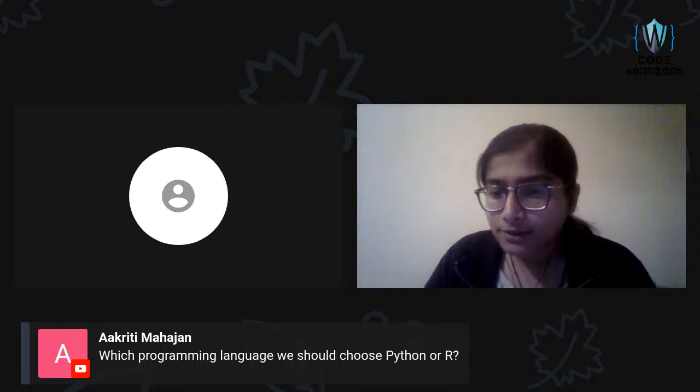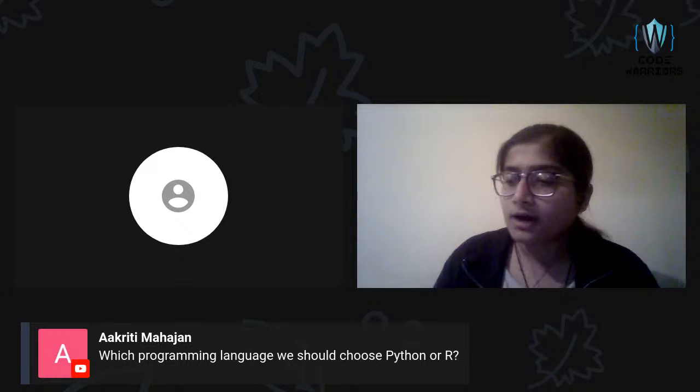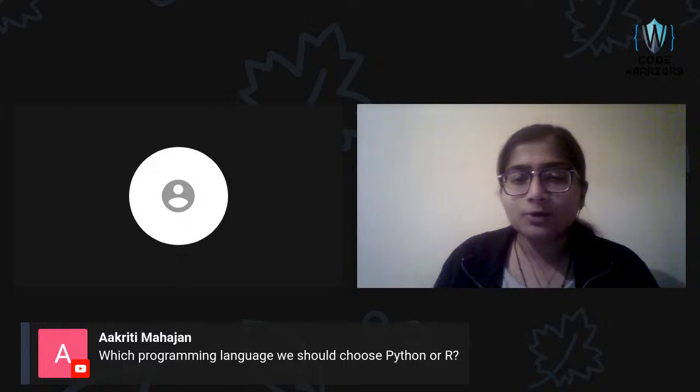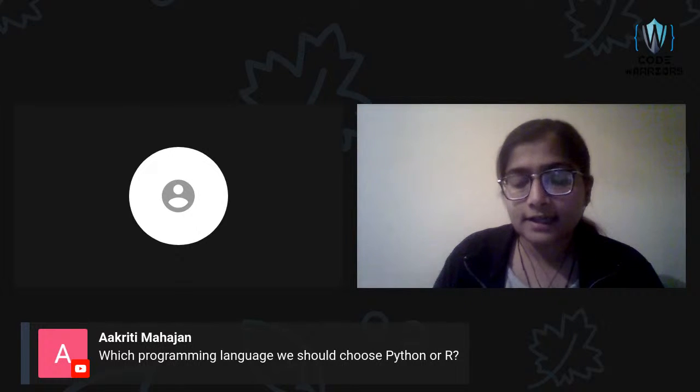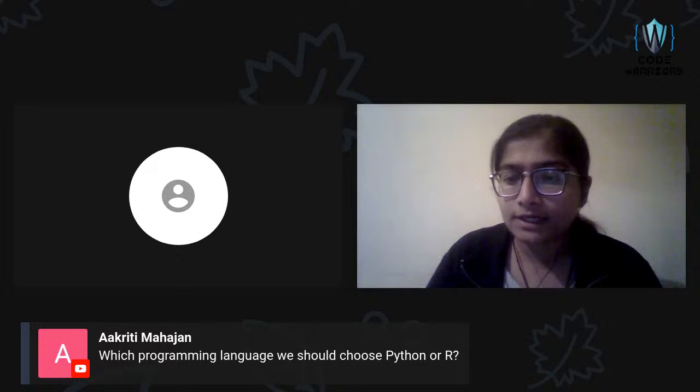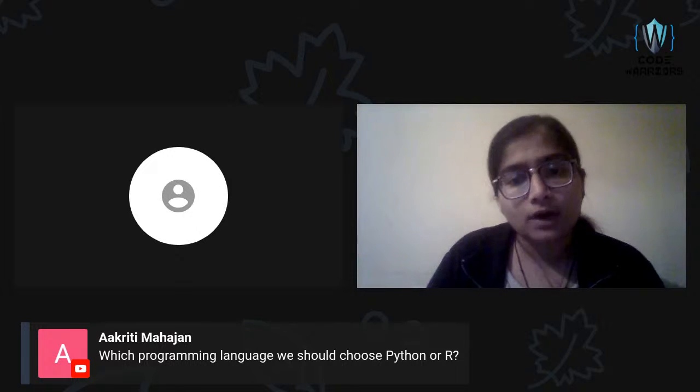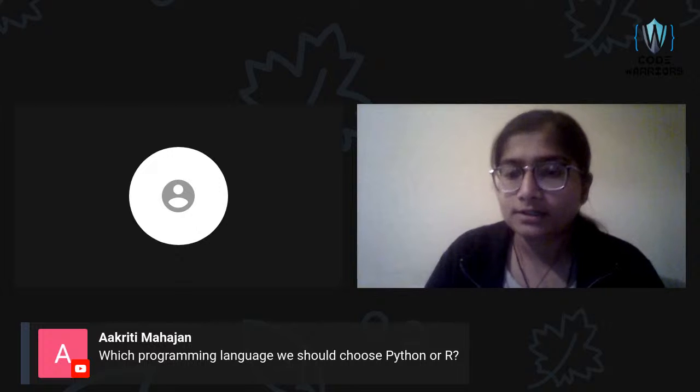Which programming language should we choose, Python or R? It is basically up to you. Both languages are in the market right now. I personally prefer Python because there are a lot of helpful frameworks in Python which can help us to deal with data. But you can choose anything based on your personal choice. If you're comfortable with Python, I would suggest going for Python.